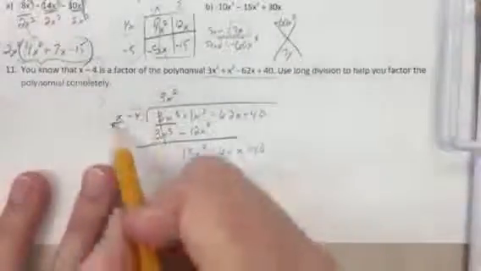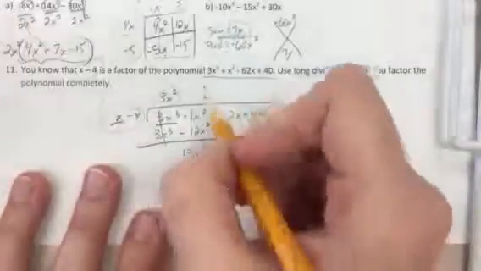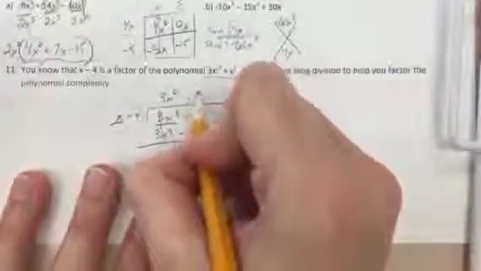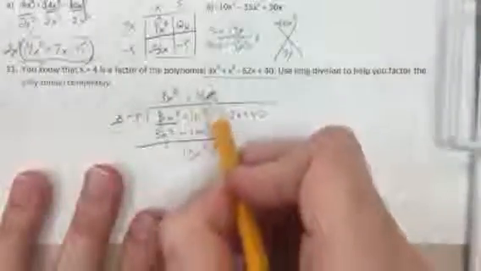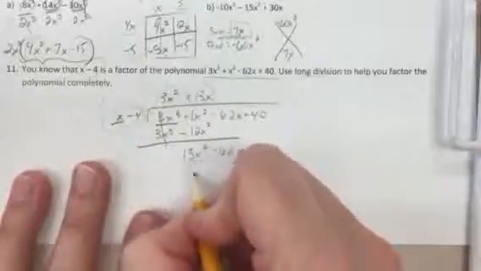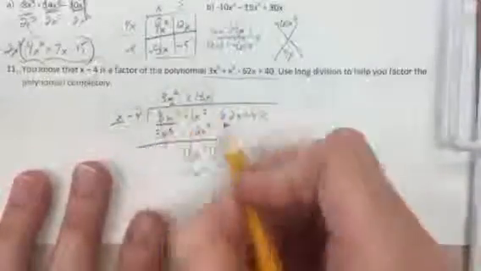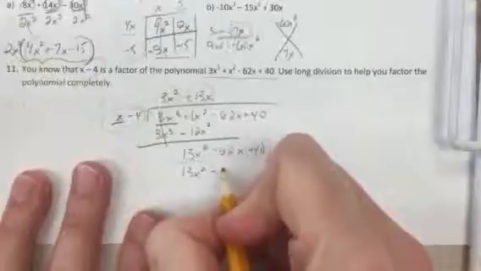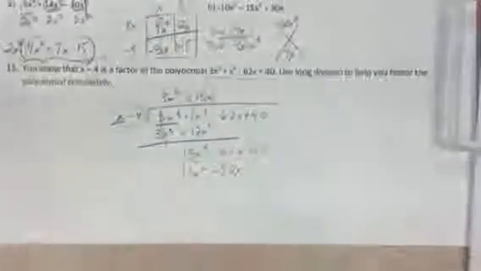Now I do the same process again. X goes into 13x squared, 13x times. So I do that division, I put it here. Now I distribute this times all of that. 13x times x is 13x squared, and 13x times negative 4 is negative 52x. Subtract down. These cancel. Negative 62 minus negative 52.